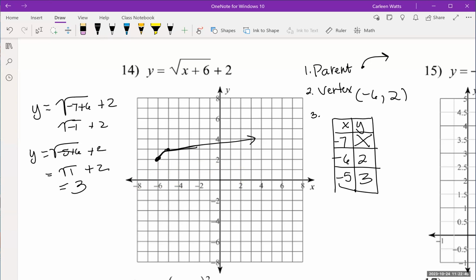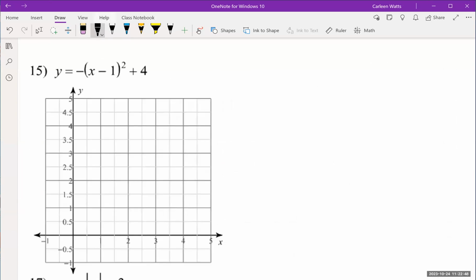Okay, parent. Exponent of 2 makes a U. Isn't that handy? Exponent of 2 makes a U.